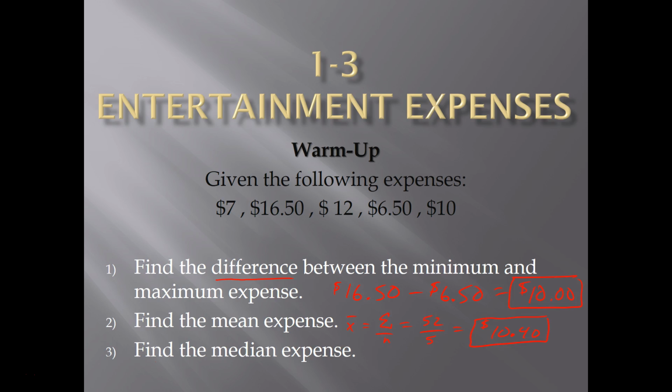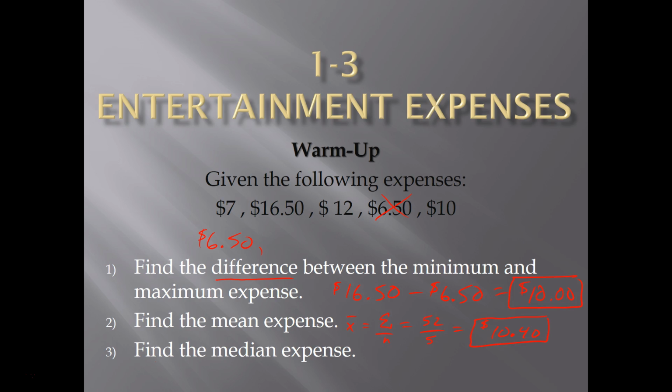So let's go through and do this. Look at your 5 values. Which one's the minimum? We already figured that out in number 1. This right here, $6.50, is the minimum. So that is our first value. Now, since I already used it, I'm going to cross it off our original list. That lets me know that I already used that.